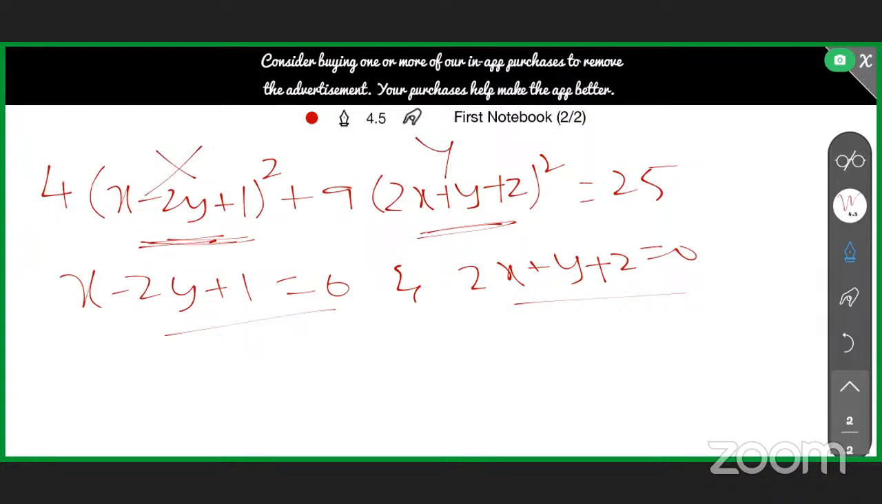If I see very carefully, it has become like 4x² + 9y² = 25. But I can't make it. This is my wrong answer. 4x - 8y + 4.